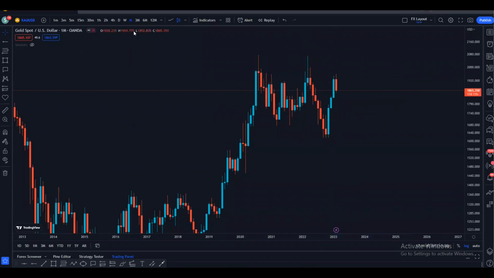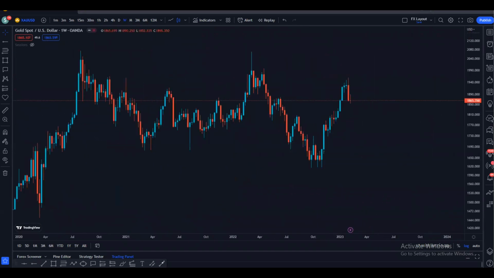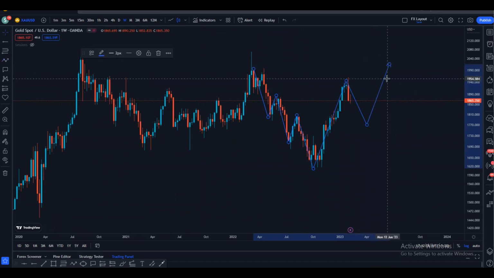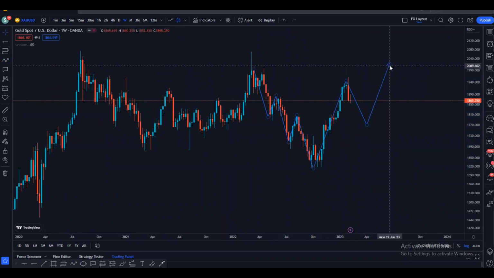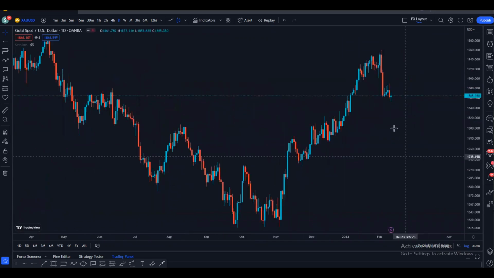Now let's see what's happening on the weekly time frame. On the weekly time frame, as we can see, price was making low, lower high, lower low, lower high, lower low. Then we broke the previous high, we made a new high, and right now the price is pulling back. So I'm anticipating price to make a deeper pullback before we continue higher. That is what we see on the weekly time frame. Now let's see what we get on the daily time frame. On the daily time frame, price looks bullish.